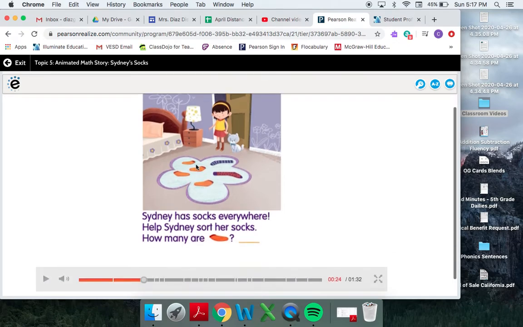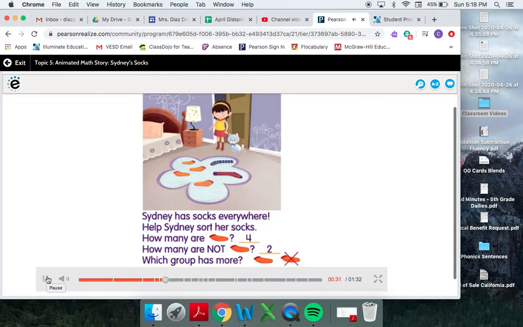Okay, so students need to count these socks. They should know they could subitize 4. 4. How many are not? Okay, again, they should be able to subitize these two over here. Subitize means they can count them without actually touching them. They just know that this right here is 2. 2.